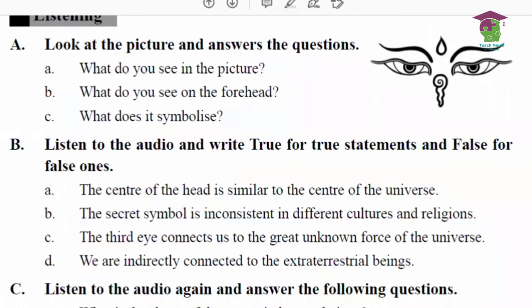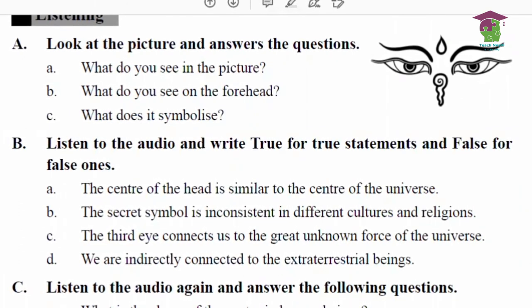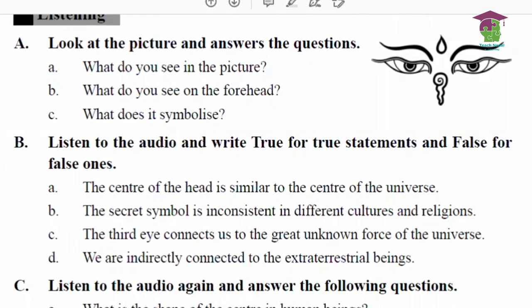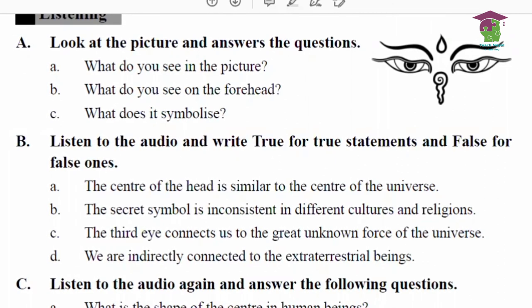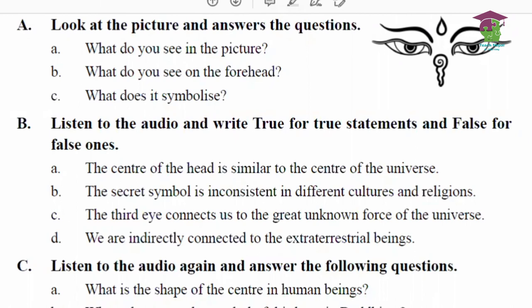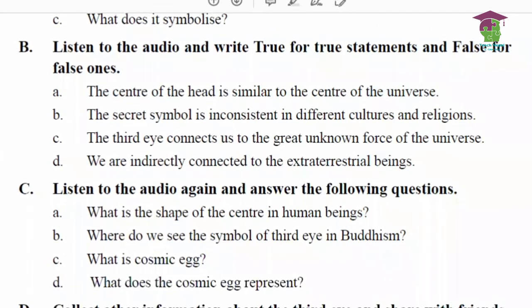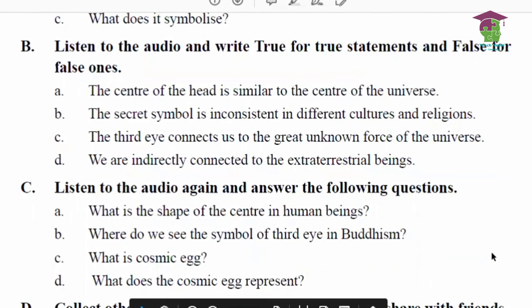Throughout the world, there are ancient traditions that identify the center of the head as being synonymous with the center of the earth, the center of the universe, and the very center of creation itself. This center is often depicted as egg-shaped and is identified in some cultures as the third eye.